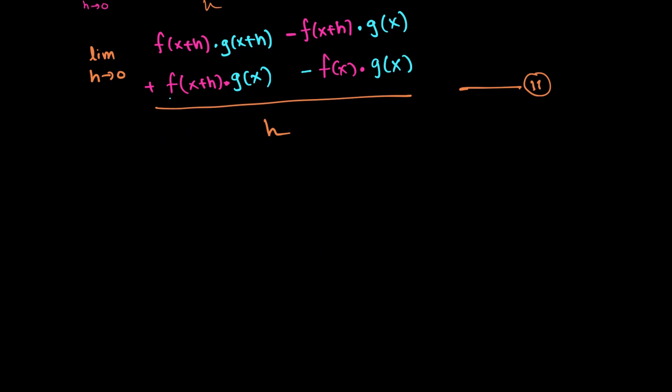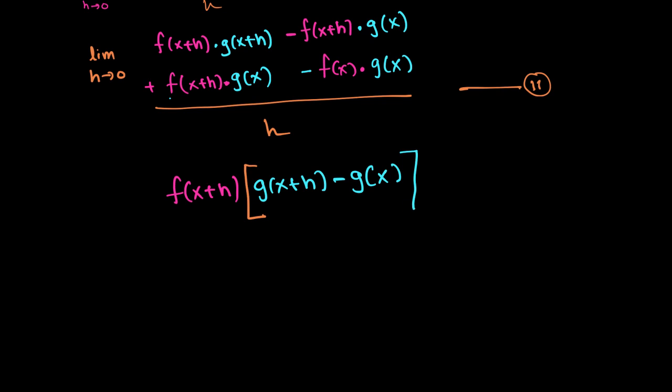So let's do that. As you can see from the first line over here, we can take f of x common from this expression, and then also we can take f of x plus h common from this expression. So let's just do that. So if I take f of x plus h common, it would be f of x plus h, and then I will be giving a bracket over here. Then I will write g of x plus h minus g of x, right?